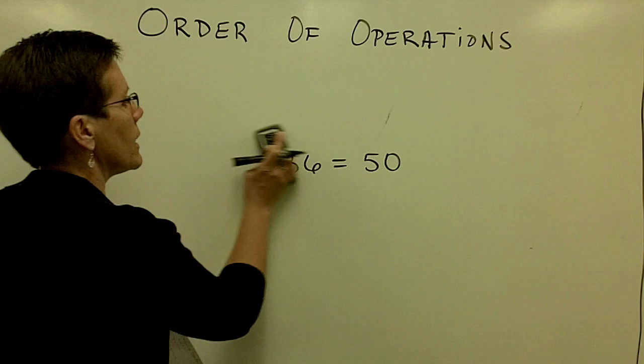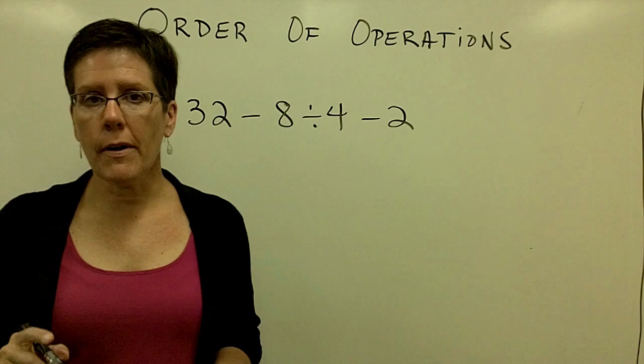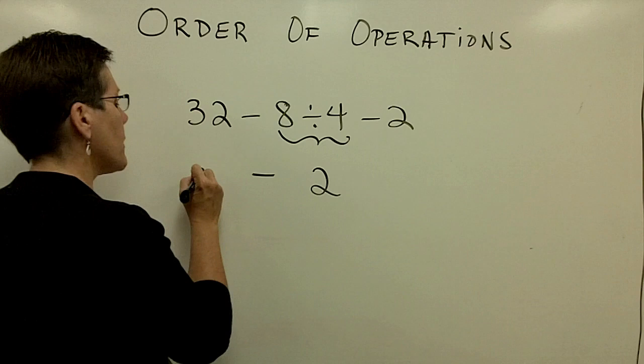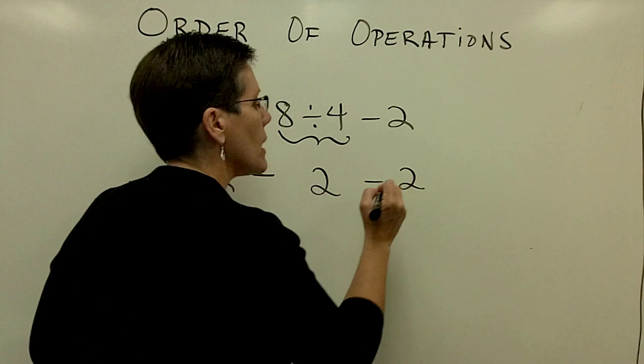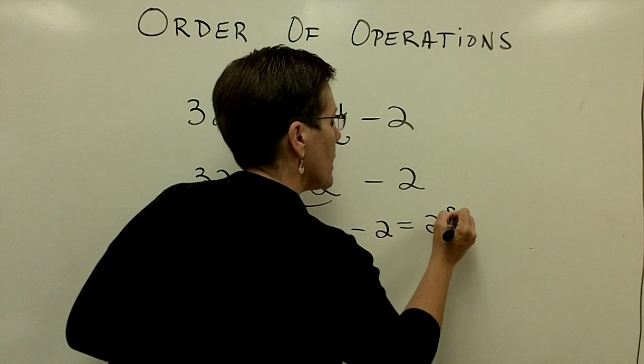The next one I'd like to do is to take 32 and subtract 8 divided by 4 minus 2. So order of operations says I should multiply and divide before I add and subtract. So I'm going to have to take 8 and divide it by 4 and get a value of 2. Please bring everything else down. This is 32 minus that quotient, minus that 2. And even here, would you please consider doing one thing at a time and working from left to right. So 32 minus 2 is 30, and then I subtract 2 from that, and I get a value of 28.